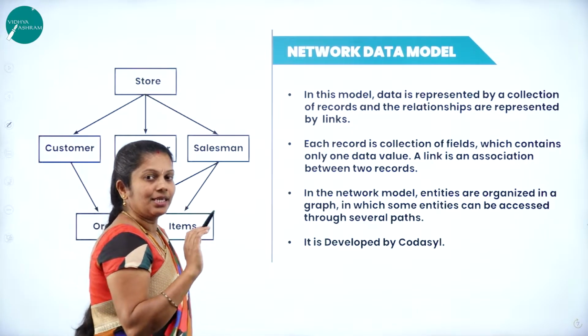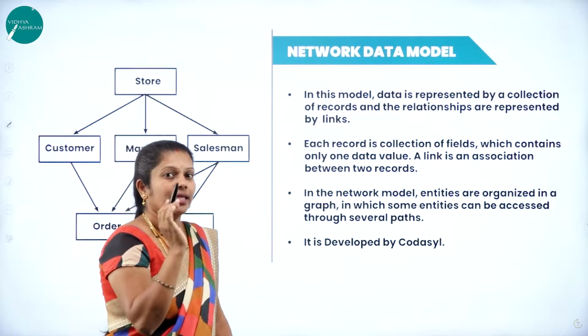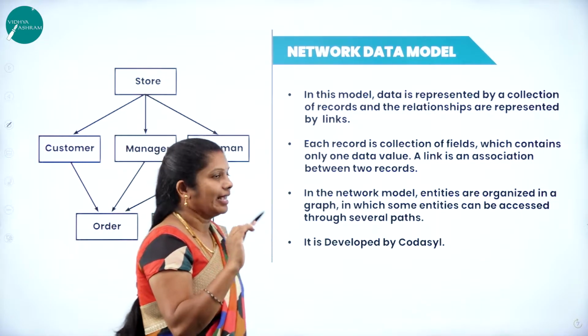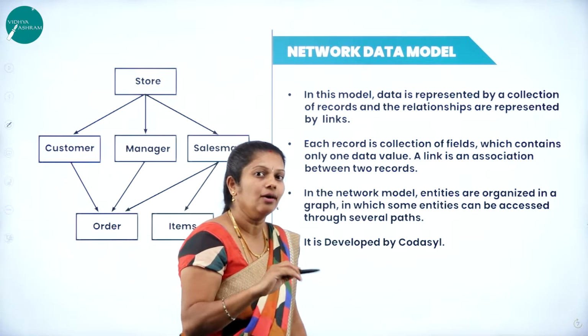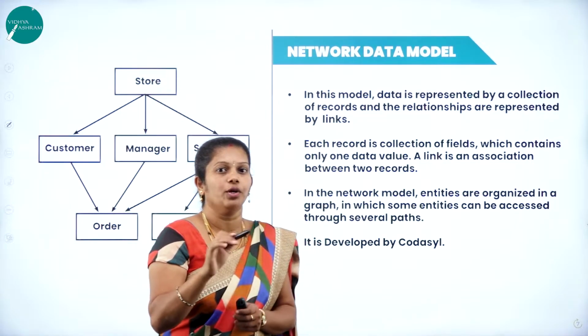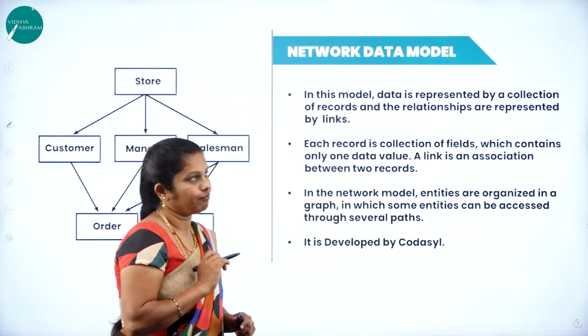The second one is the network model. What do you mean by this network model? In this network model, everything is represented in the format of a graph, whereas in the hierarchical model, all the data are represented in the format of a tree. Whereas here, everything is represented in the format of a graph.